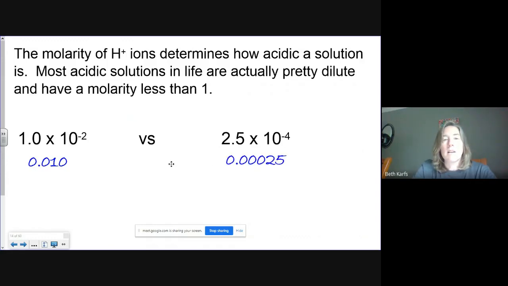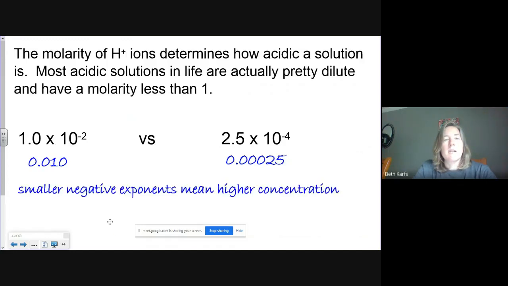And then this one would look like this, 0.00025, which is the same as 2.5 times 10 to the negative 4. So when we look at it this way, it's probably easier to tell that the number with the 2.5 is actually smaller than our 1.0 number because of the power of 10. So what we're really finding here is that concentrations that have smaller negative exponents actually have a higher concentration. So a smaller negative exponent goes with a larger value, which is what we're seeing here.